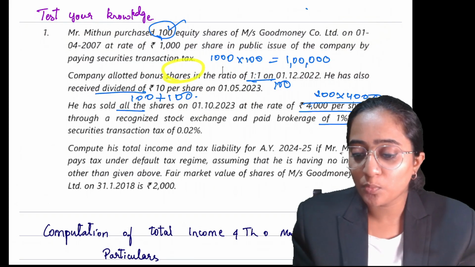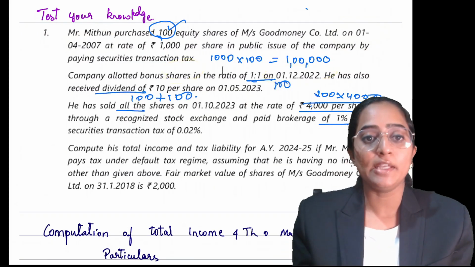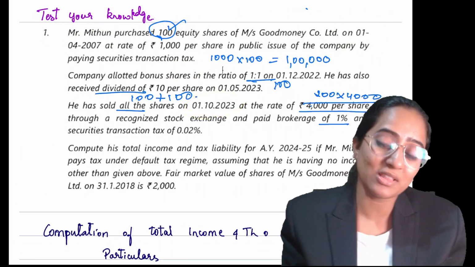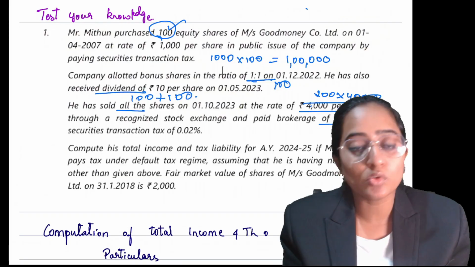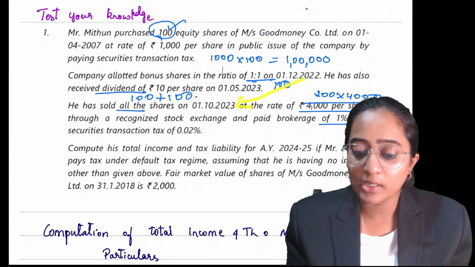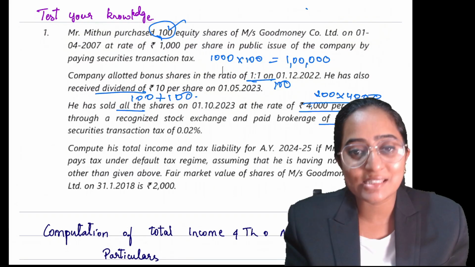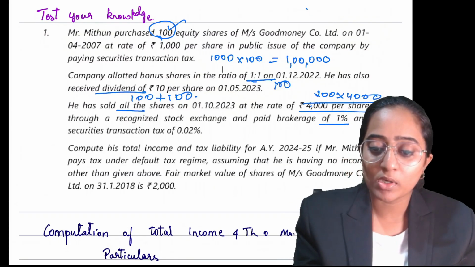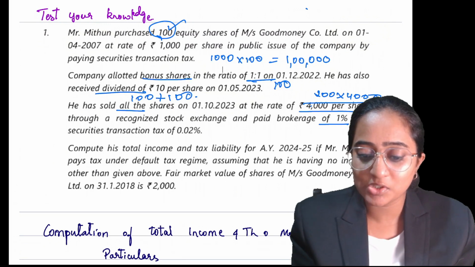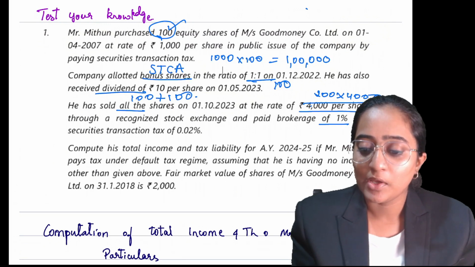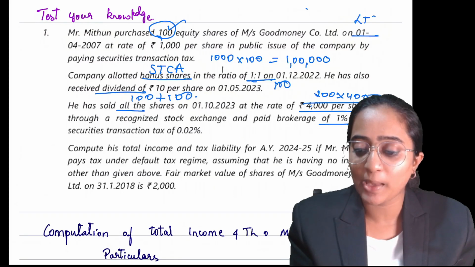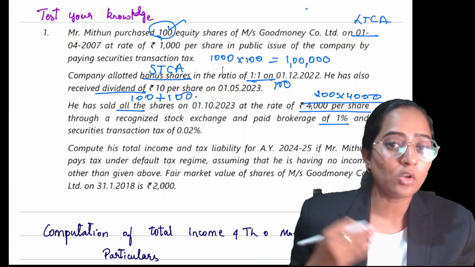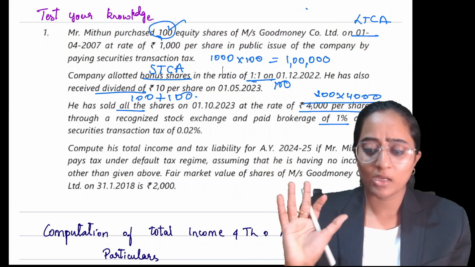The company allotted bonus shares on 1/12/2022. Mr. Mithun sold all the shares, including the bonus shares, on 1/10/2023. If you observe, the bonus shares are held for a period of less than or equal to 12 months. So in this case, the bonus shares will be treated as a short-term capital asset. Your original shares will be treated as a long-term capital asset. The gain you get out of them will also be called short-term capital gain or long-term capital gain respectively. Clear?